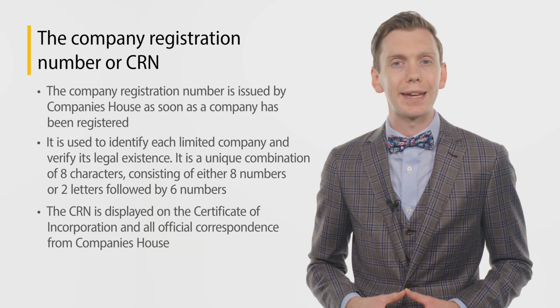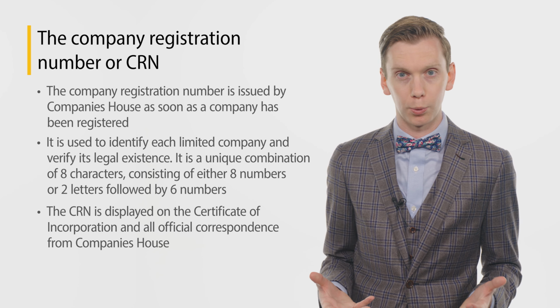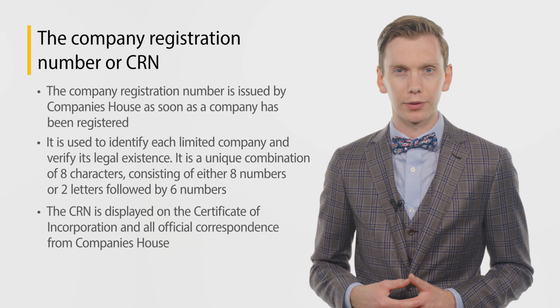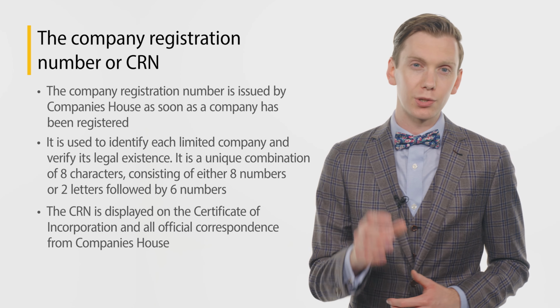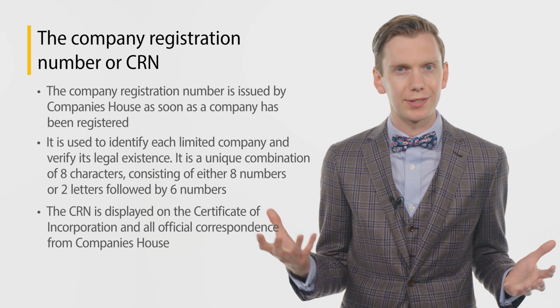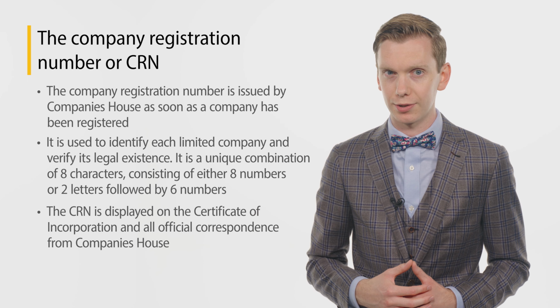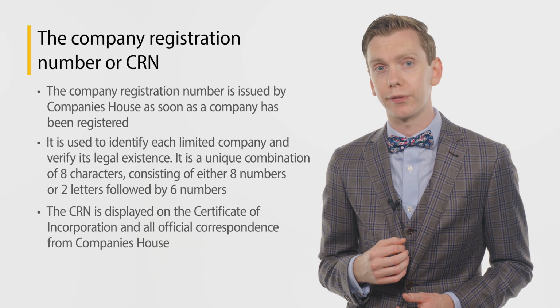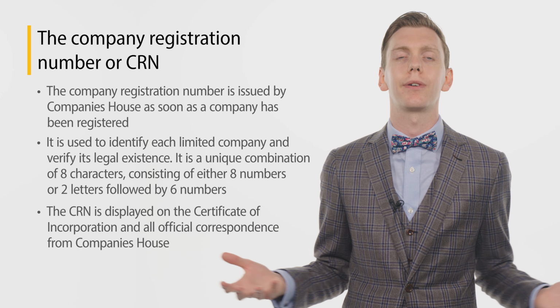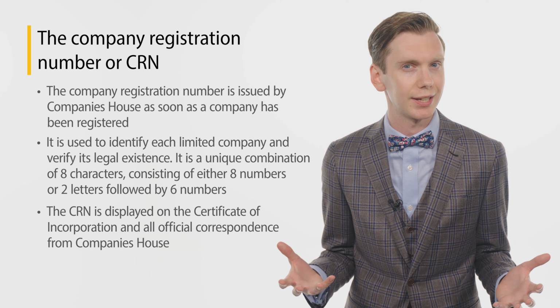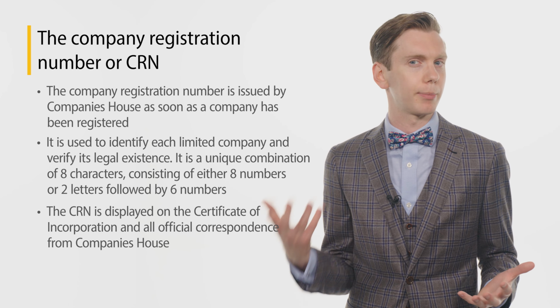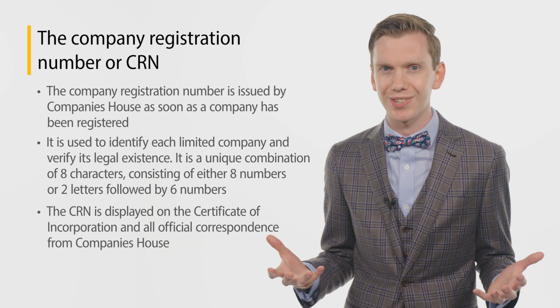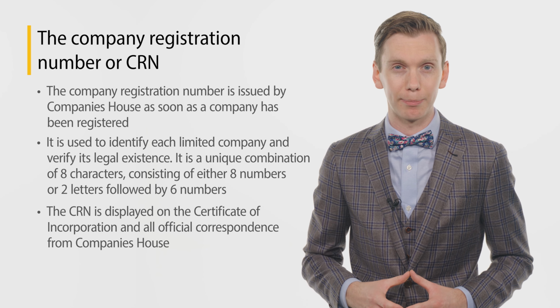The CRN is displayed on the Certificate of Incorporation and all official correspondence from Companies House. It is also displayed alongside various company details on the public register of companies. If you formed your company through First Formations, then we also provide a free online company manager facility where a whole host of information about your company can be found, including the company registration number.